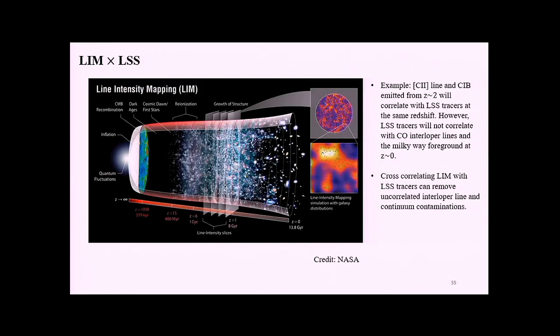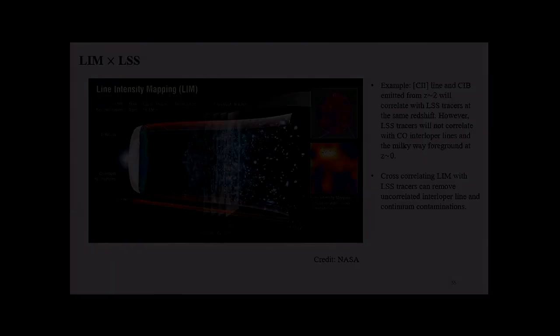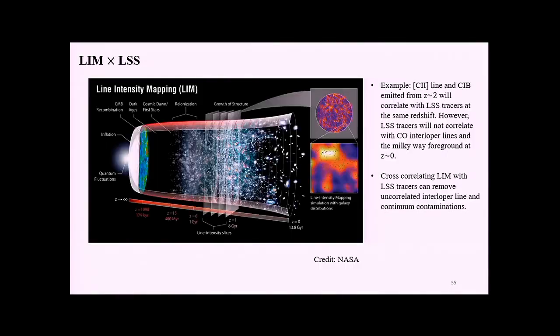So to better explain this, let me still use the fiducial C2 survey as an example. The C2 line fluctuation at a redshift around 2 will have non-zero correlation with large-scale structures at the same redshift range, but it won't correlate with CO line emitters and the Milky Way at a much lower redshift.